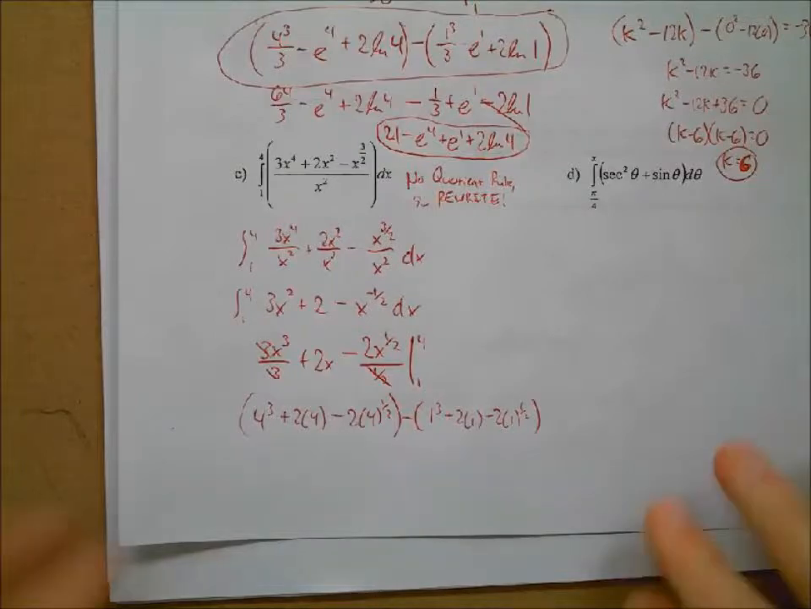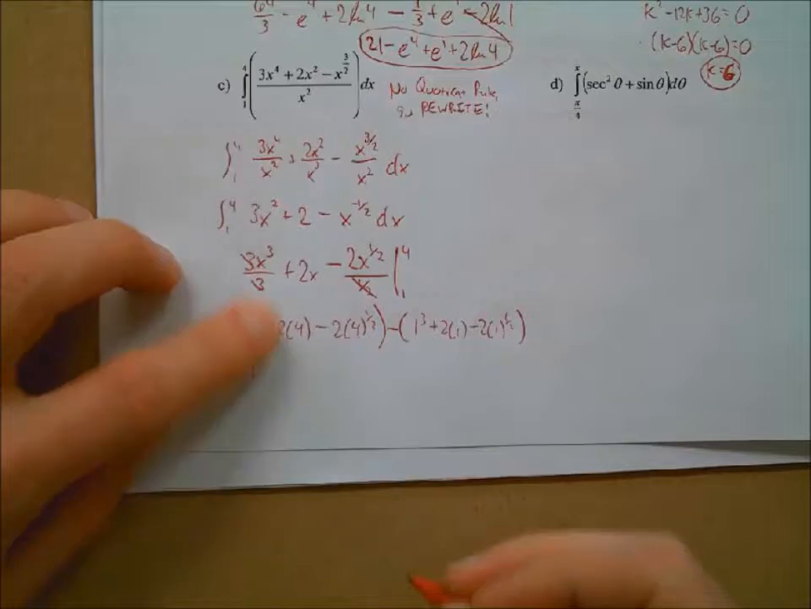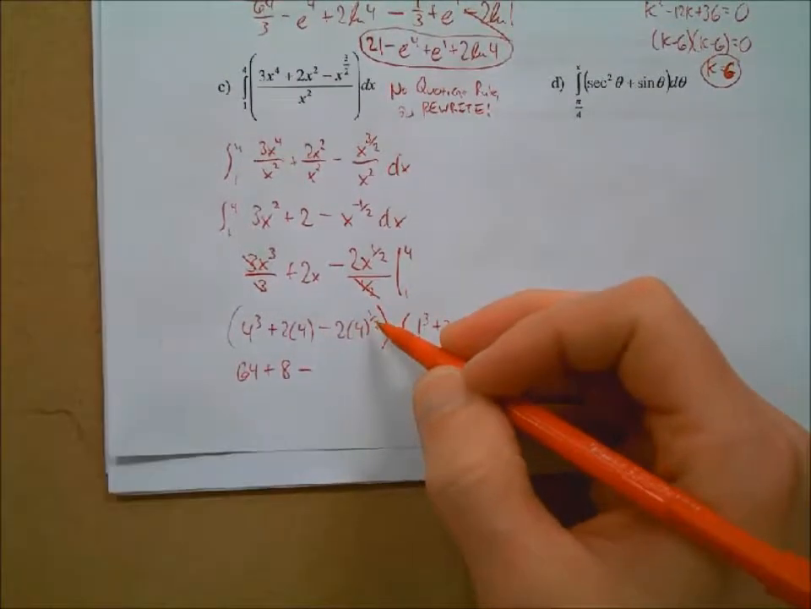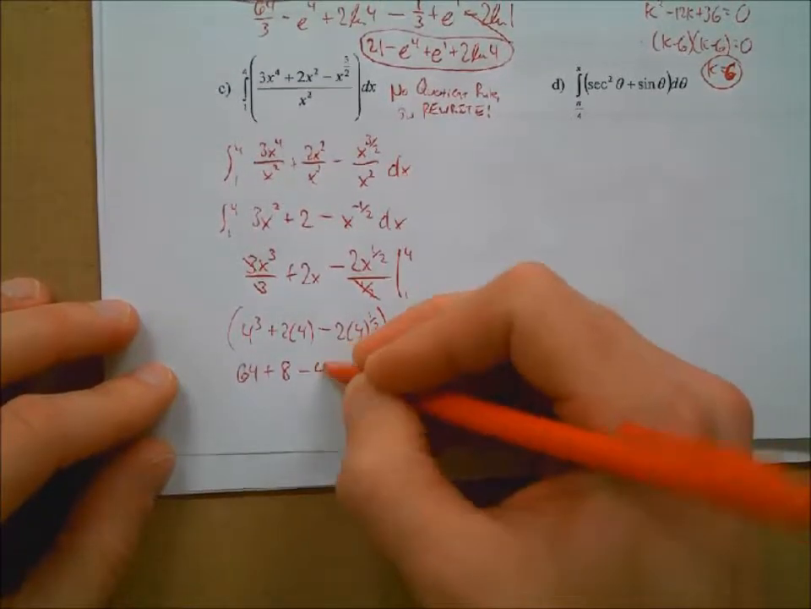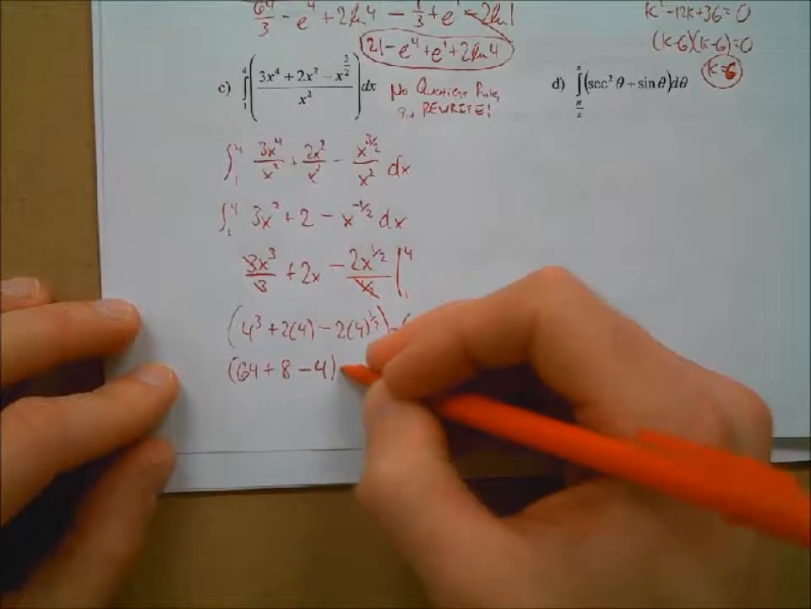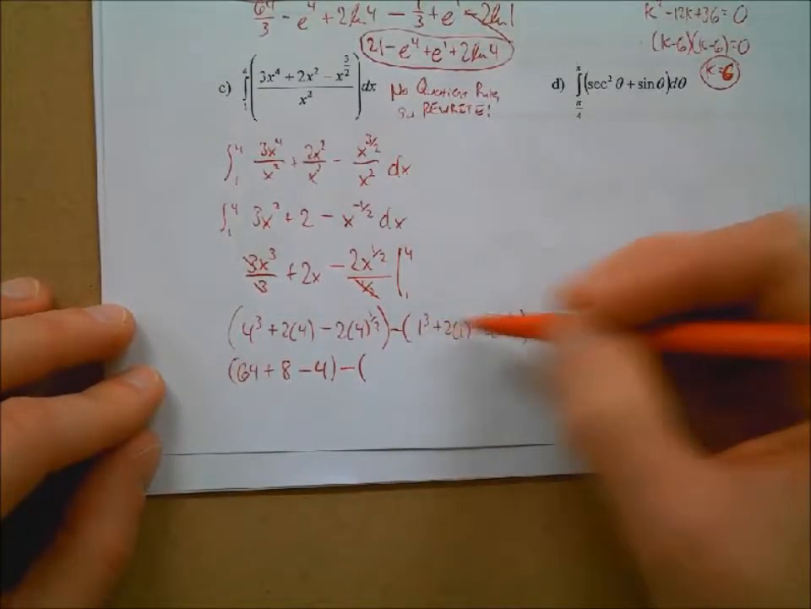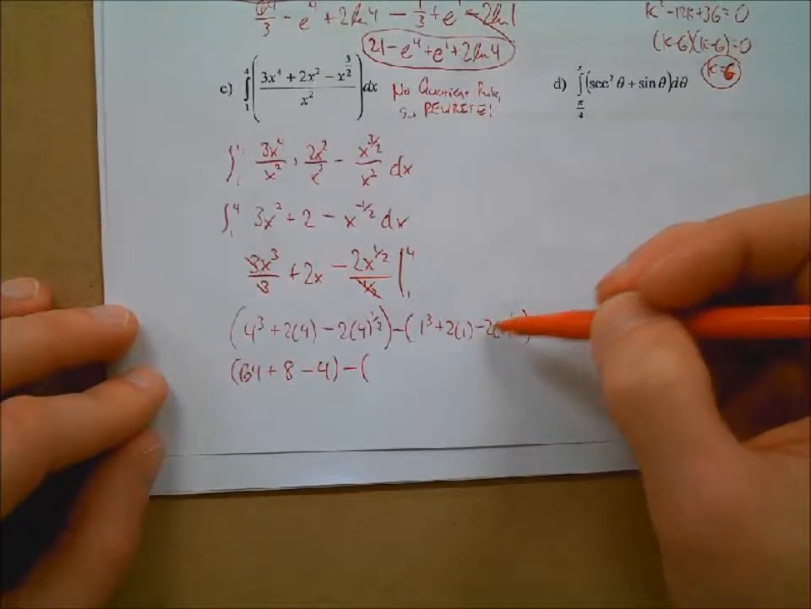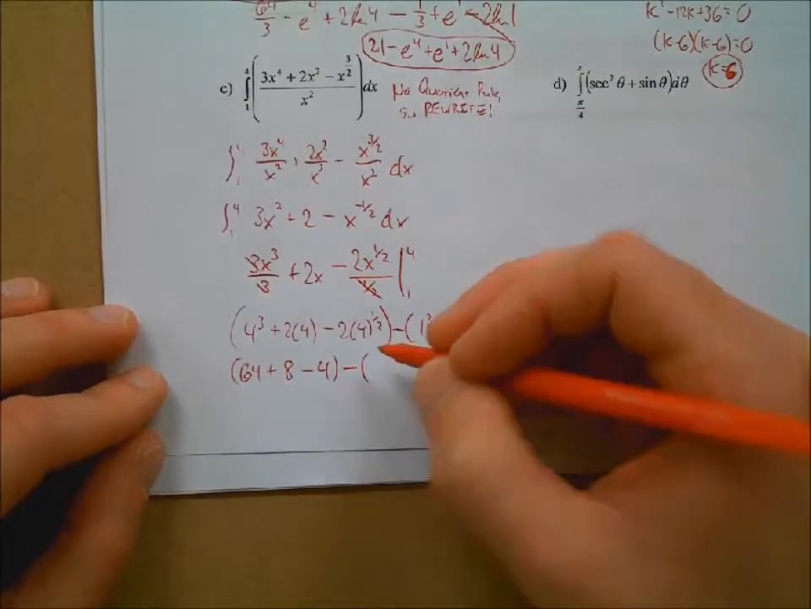And so then we will evaluate here. Again, 4 cubed, 64. 2 times 4 is 8. 4 to the 1/2, that's the same thing as the square root of 4, right? So the square root of 4 is 2, times 2 is going to give us a 4. Minus, and let's see here, I'm going to do this all at once, I think I can. So 1 plus 2 is 3, and then minus 1 to the 1/2 power, the square root of 1 is 1, so minus 2. So it's 3 minus 2, which is just 1.